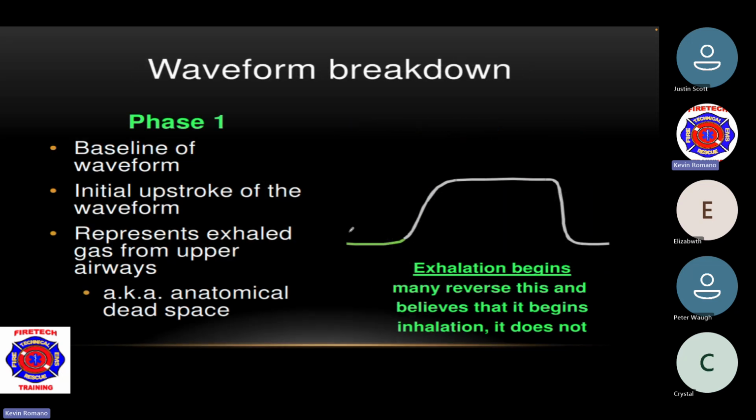Phase one is that green line that you can see. It is the baseline for the waveform. The initial upstroke of the waveform represents the exhaled gas from the upper airways, AKA anatomical dead space. It needs to be 0. There's nothing in our air in our dead space, and I'll show you that in the next slide. All right, exhalation begins. Many reverse this and believe that this begins inhalation, but it does not. Inhalation is here. That downstroke we'll talk about in a few minutes.